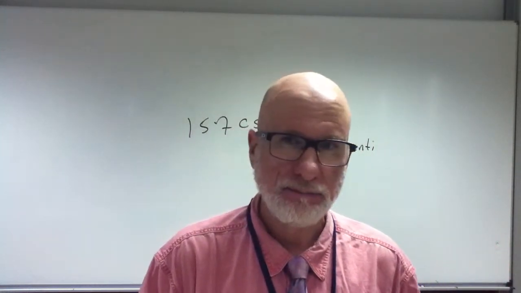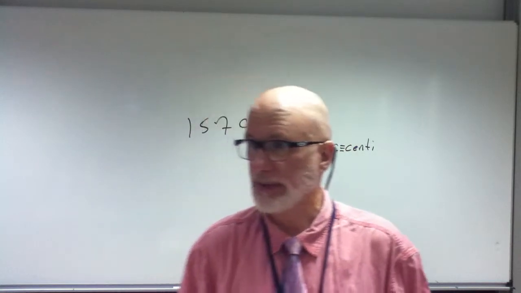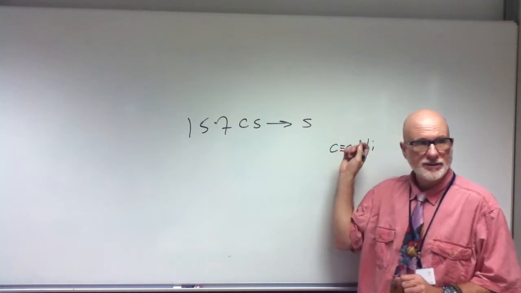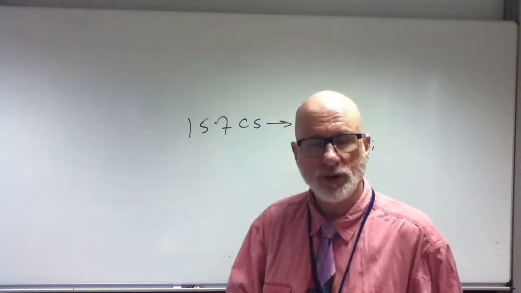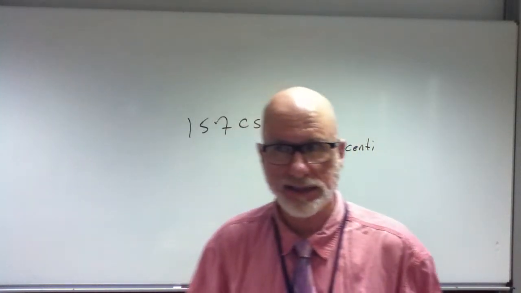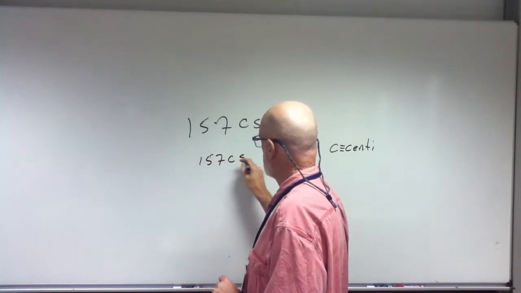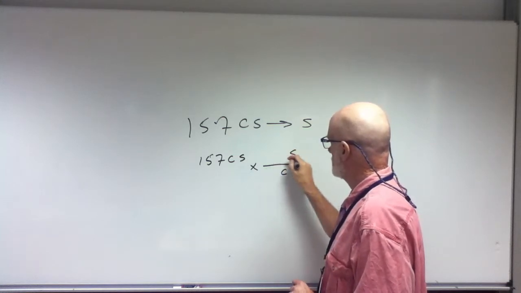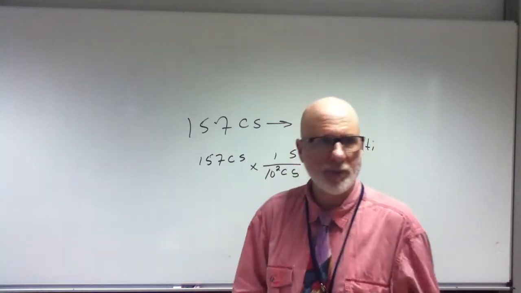How do you say 100 years? Century. 1 year is 100th of a century, for instance. So there's going to be 100 centiseconds in a second. Now, the way the book would have you do it would be dimensional analysis. And they would say 157 centiseconds times centiseconds over seconds. In 1 second, there's 10 squared centiseconds, and then divide and multiply, correct?